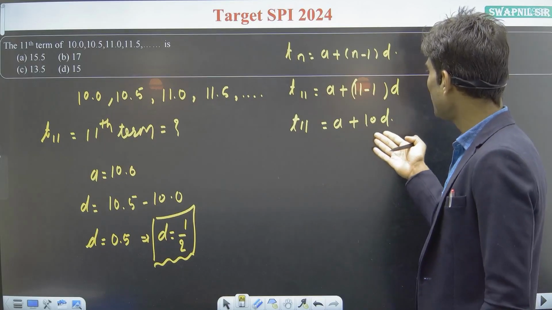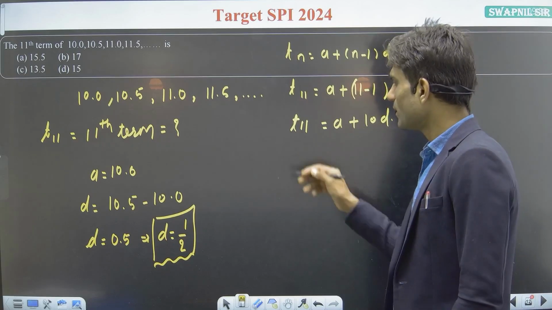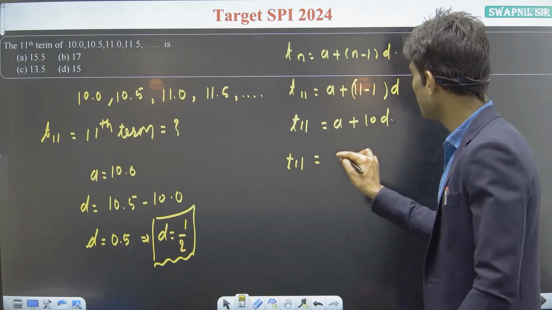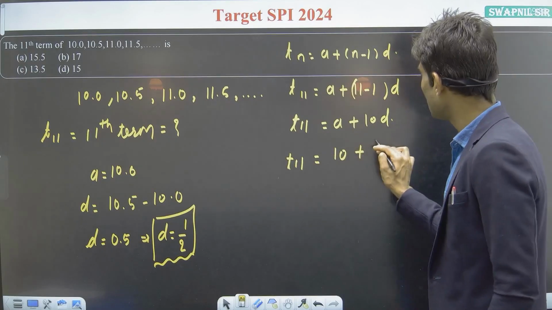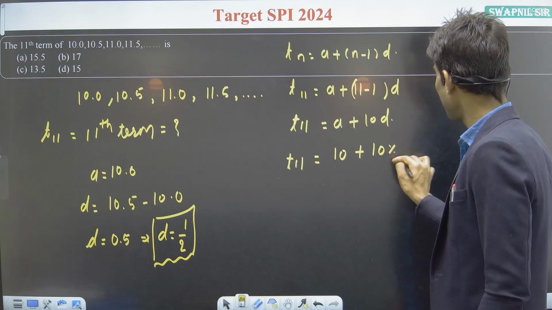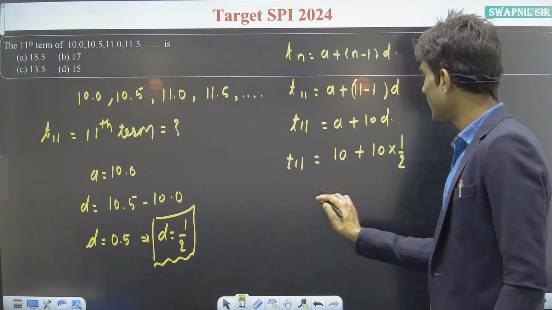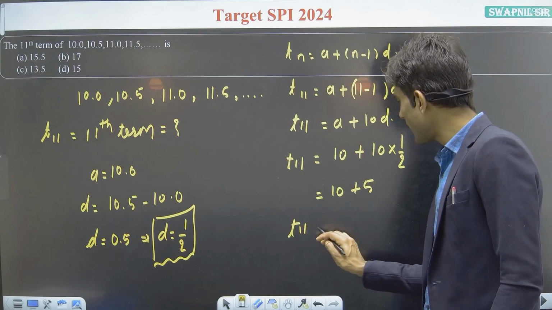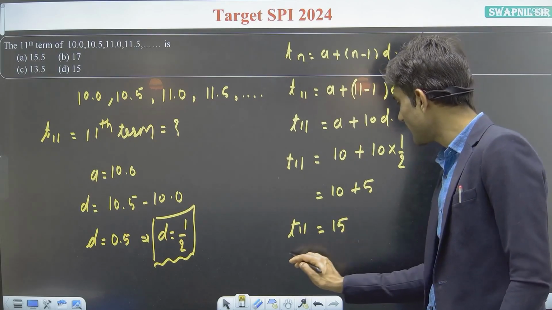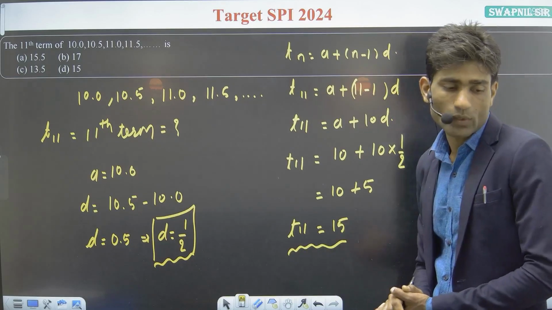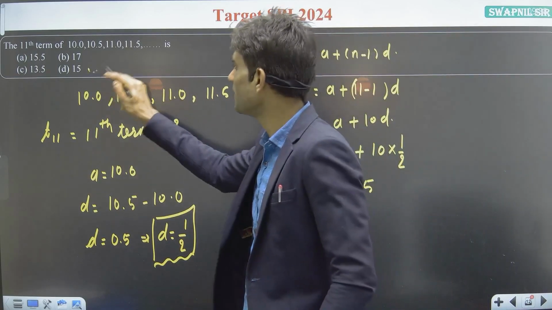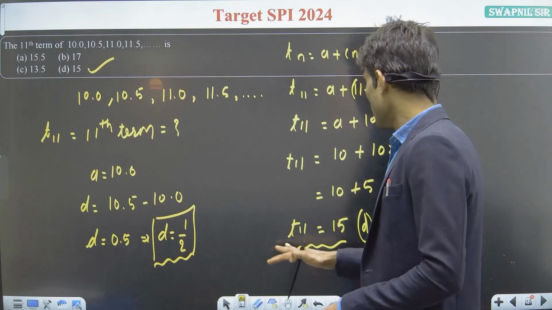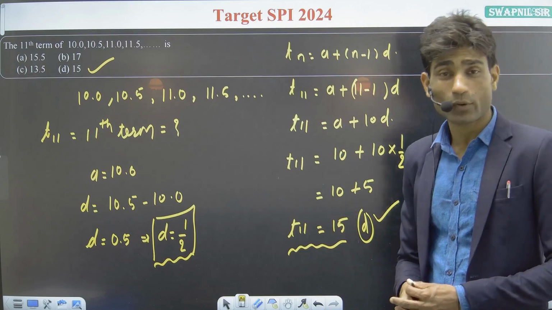So put the common difference d here, with first term a as 10. T11 can be written as the first term, 10, plus 10 multiplied by the common difference, 1 by 2. So 2 fives are 10, so we write 10 plus 5. That means the 11th term of our arithmetic progression is 15. T11 is equal to 15, which is given in option D. So our correct option here is D.